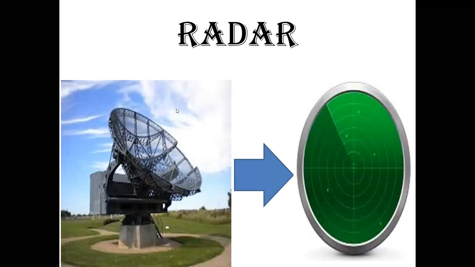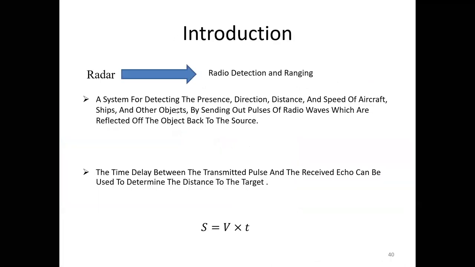Other applications of microwave, like radar. Radar means radio detection and ranging, a system for detecting the presence, direction, distance, and speed of aircraft, ships, and other objects by sending out pulses of radio waves, which are reflected off the object back to the source.